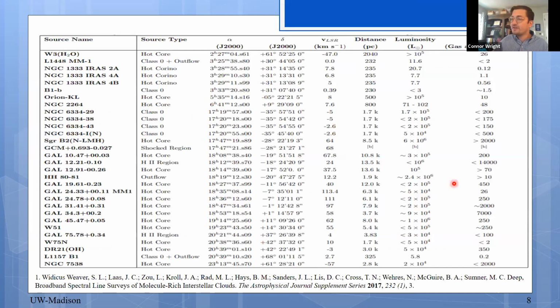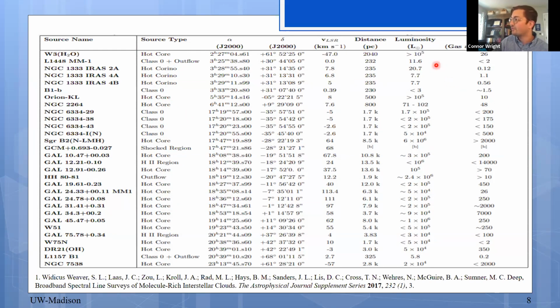Before I show you the results of this pyruvic acid search, I want to talk a little bit about the sources that we have the spectra of. This is a lot of information, but I mostly wanted to show that we have lots of different varying types of sources that we were able to collect the emission spectra of. So we have hot cores, hot corinos, Class 0s, shocked regions, H2 regions. And so a very diverse and very unique set of sources that we have looked for pyruvic acid in.